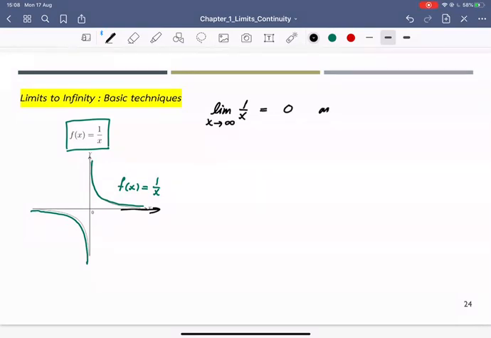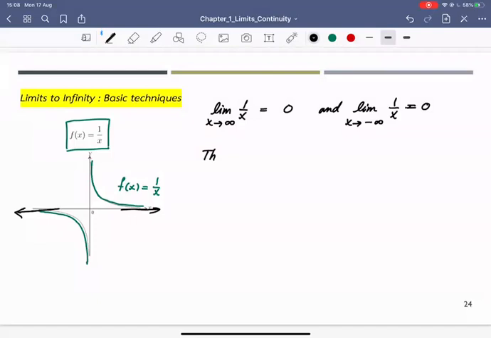And also when x goes to negative infinity, look at the picture: the value of f(x) just goes to 0 as well. So this is equal to 0 as well. This is going to be handy and useful later, that you know the limit of 1 over x, whether x goes to plus or minus infinity, is equal to 0.